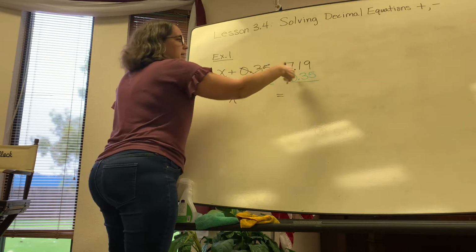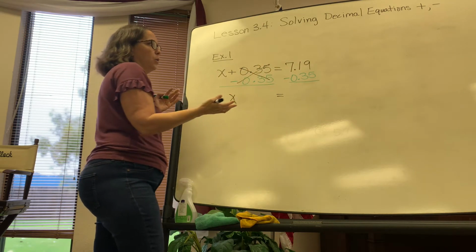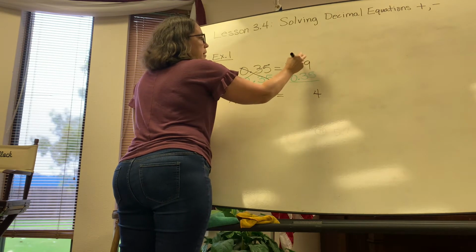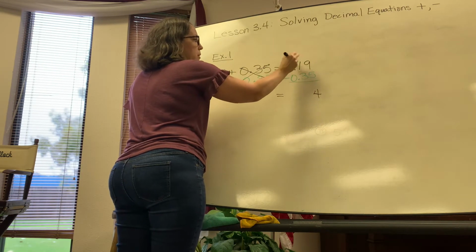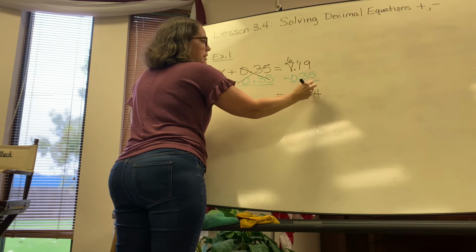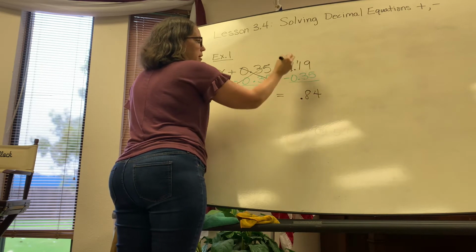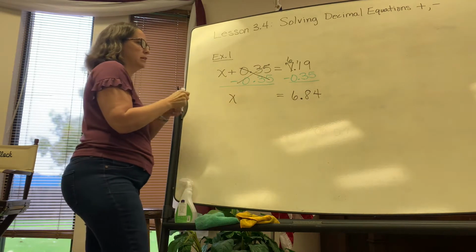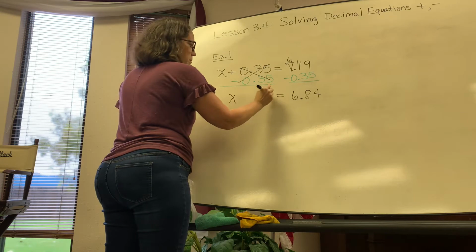And now this is the side where I'm actually doing my work. So I need to do 9 minus 5 is 4. I can't do 1 minus 3, so I need to borrow. So 11 minus 3 is 8. My decimal point goes there, and then 6 minus 0 is 6. So my answer is x equals 6.84. So I could put my x over here further.